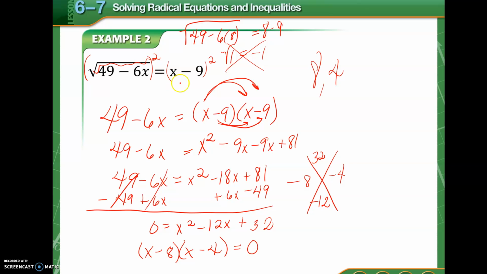And then I'm going to check 4 to see if that works too. So 49 minus 6 times 4, does that equal 4 minus 9? 49 minus 24 is 25. Square root of 25 is 5. Does 5 equal negative 5? And no. So these both won't work. So this would be a no real solution. And to put that in, you would just put nothing into the Delta Math.